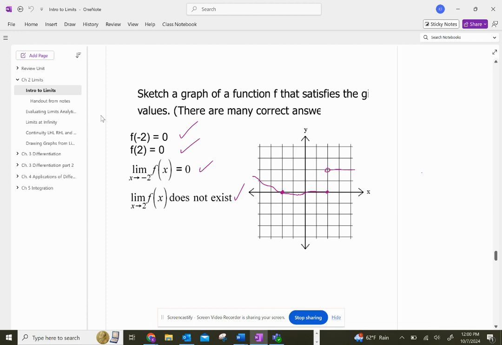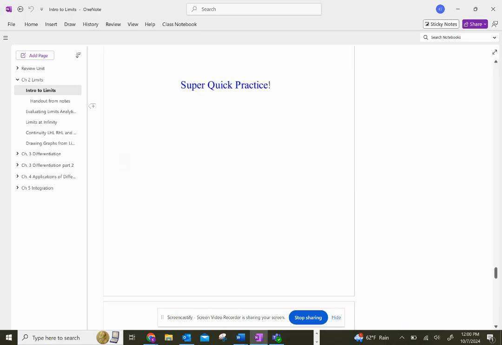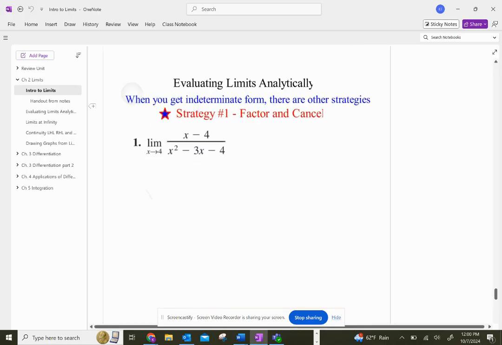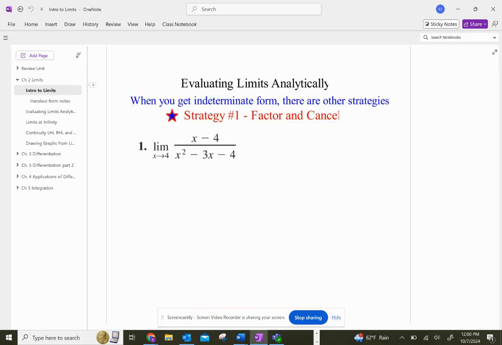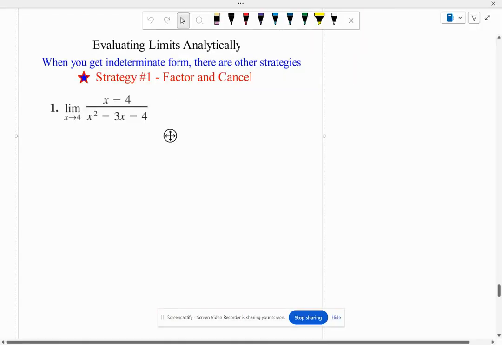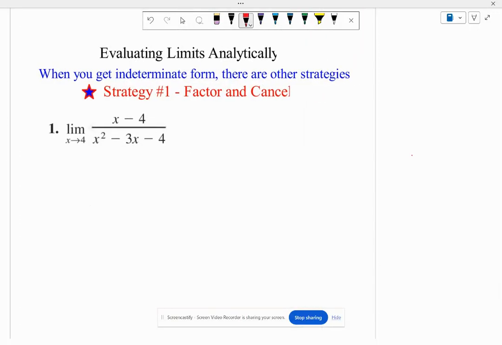Welcome back, Calculus. In this lesson, we're going to talk about evaluating limits analytically. So I'm going to do one quick example from the intro notes, and then I'm going to go to the analyzing limits analytically notes. There are situations where we want to evaluate a limit without looking at a graph or a table. We're going to do this algebraically.